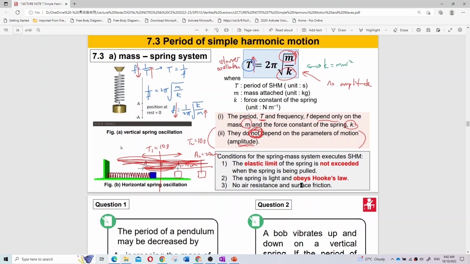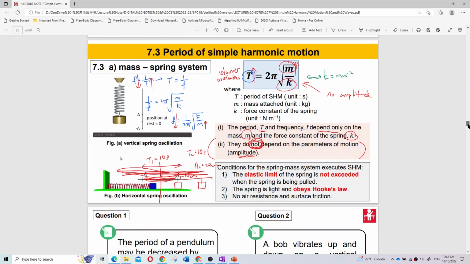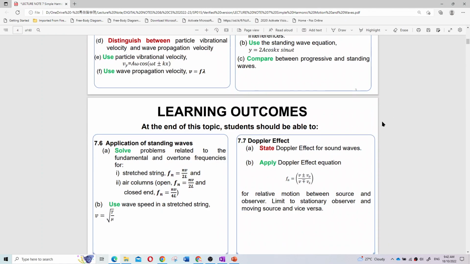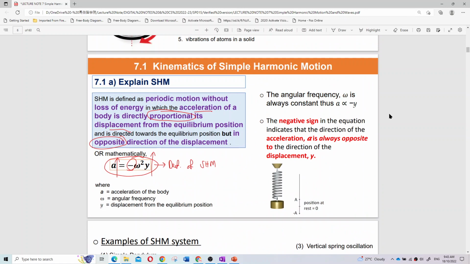So condition for spring mass system, dia ada condition juga. Cannot exceed the elastic limit. Must obey Hooke's law. No air resistance and surface friction. Must no surface friction. Kenapa? Because kita punya simple harmonic motion ialah apa? Kita punya assumption ialah apa? Kenapa tak boleh ada friction? Balik kepada kita punya asal. Without loss of energy. Because SHM, no loss of energy.